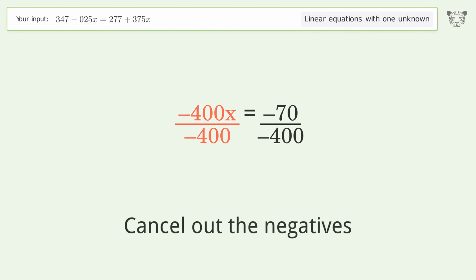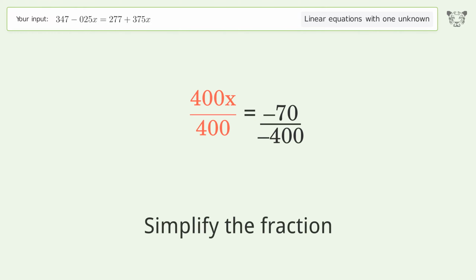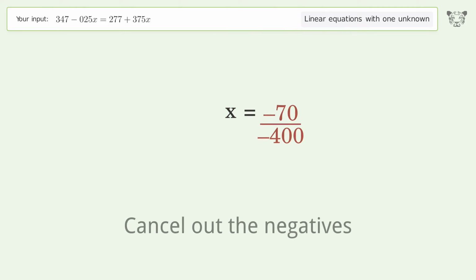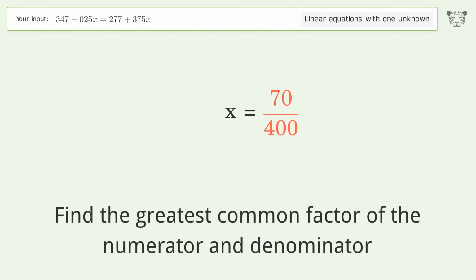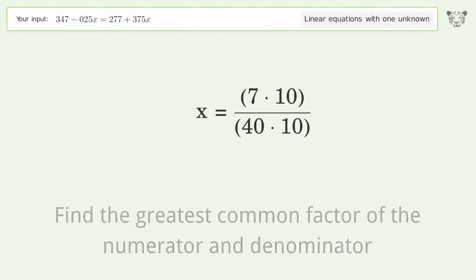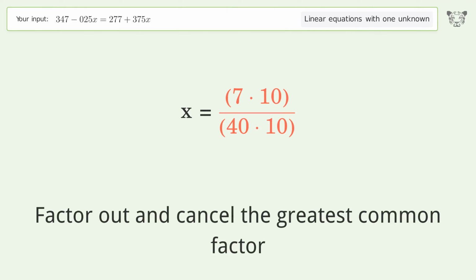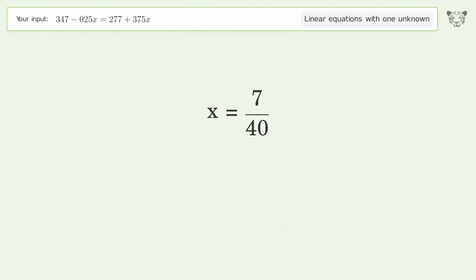Cancel out the negatives. Simplify the fraction. Cancel out the negatives. Find the greatest common factor of the numerator and denominator. Factor out and cancel the greatest common factor. And so the final result is x equals 7/40.